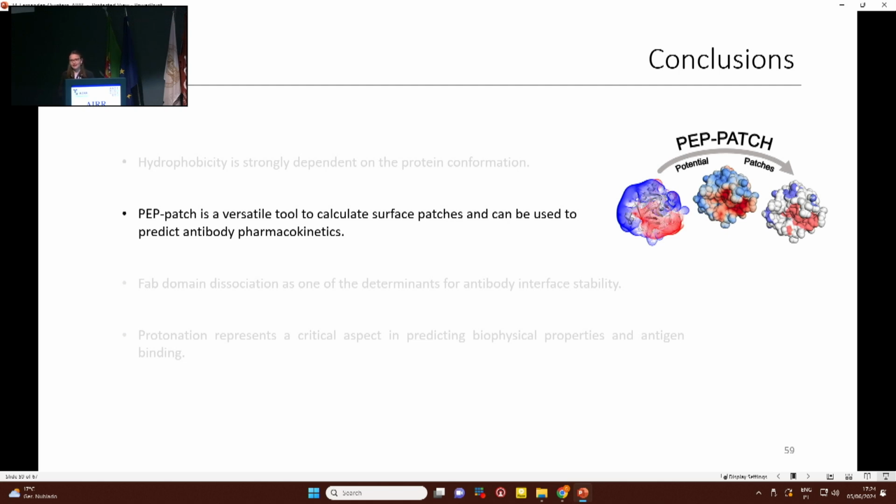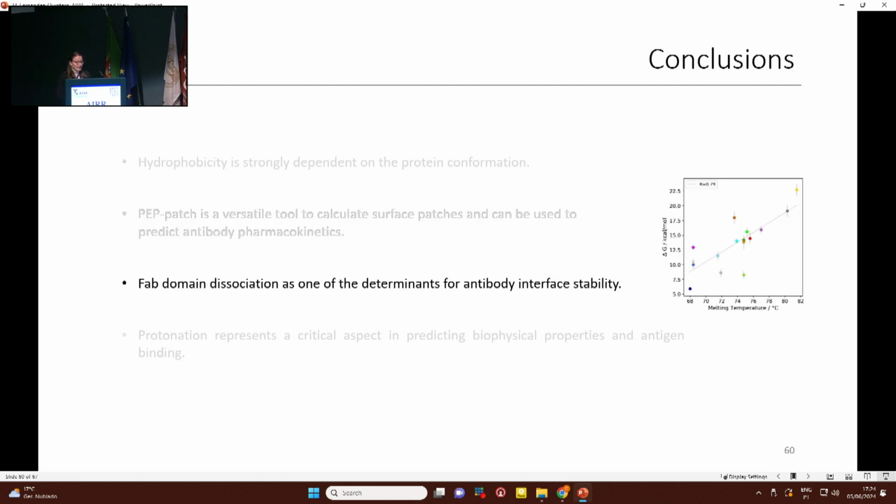And the same holds for PEP-patch, which is a tool where you can also look at hydrophobic surfaces and get patches which can allow you to predict, in our case, antibody pharmacokinetics, but can also be used to predict antibody hydrophobicities in a very fast manner, and it's also freely available.